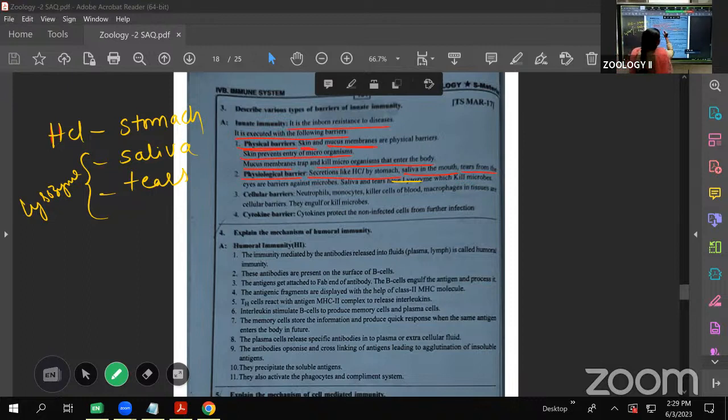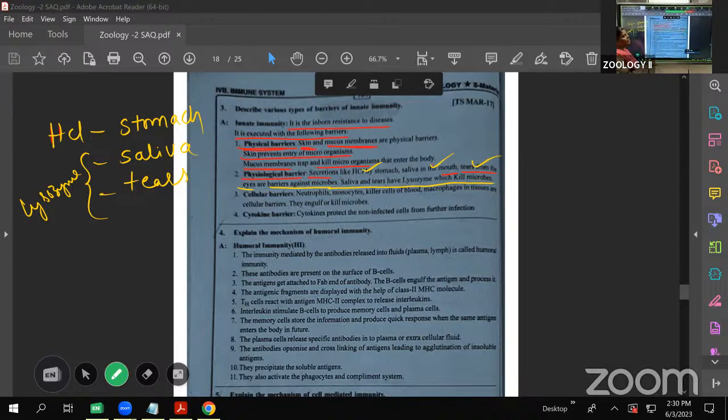See this one, the secretions like HCl of the stomach, saliva of the mouth, and the tears from the eyes are barriers against the microbes. Saliva and tears have the lysozyme which kills the bacteria. That is about the physiological barriers. Which ones act as a physiological barrier? HCl in the stomach, the saliva in the mouth and the tears from the eyes.